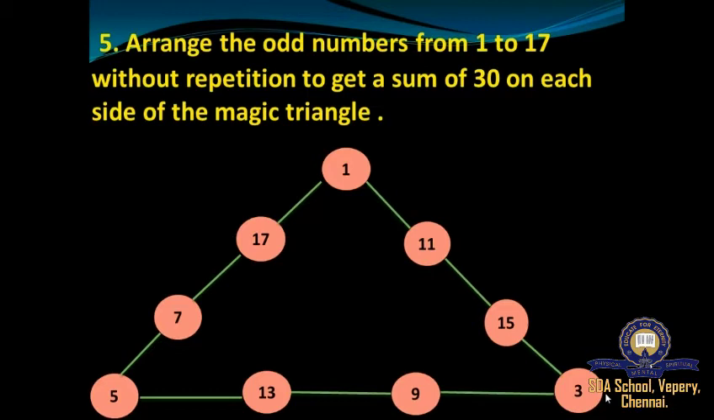Understood, students? So when I add side 1, that is 1, 17, 7 and 5, I get a sum of 30. Similarly, when I add side 2, that is 1, 11, 15 and 3, I get a sum of 30. Okay. Similarly, when I add side 3, that is 5, 9, 13 and 3, I get a sum of 30. Understood, students? So this is how you arrange the numbers in a magic triangle without repetition. Okay, I hope you have understood, students.